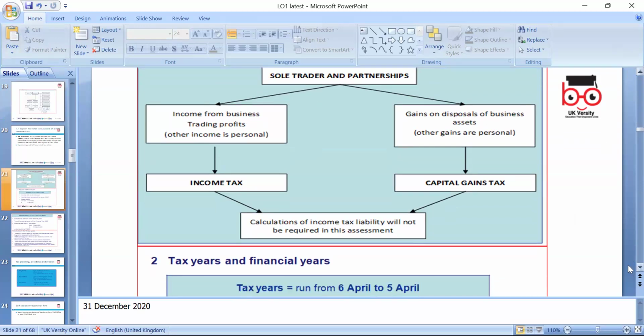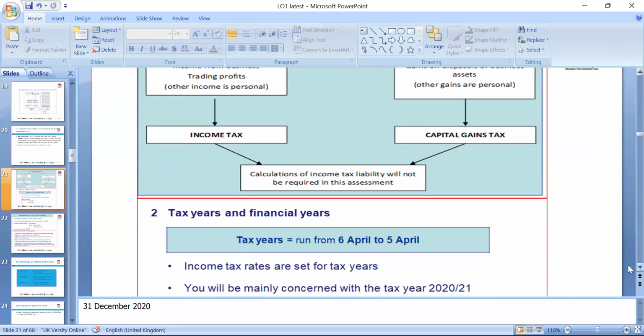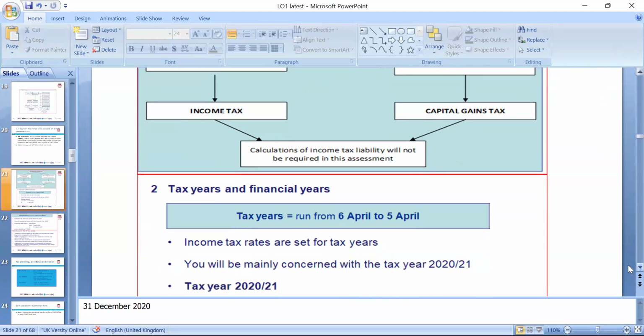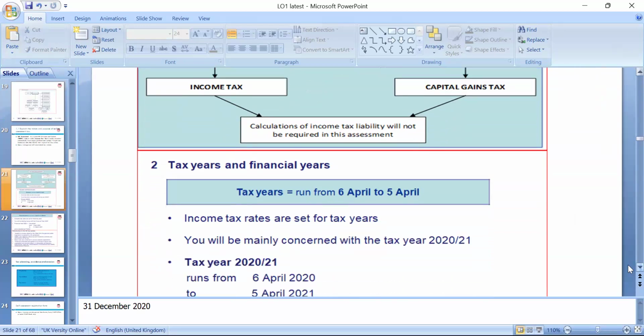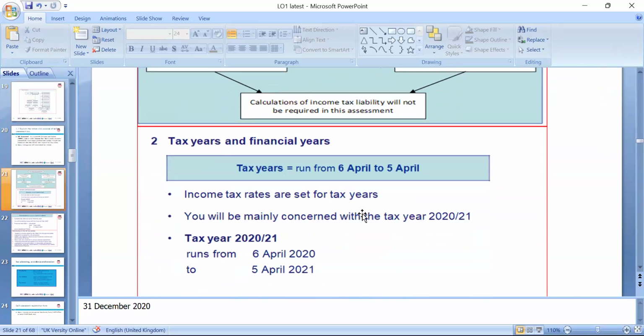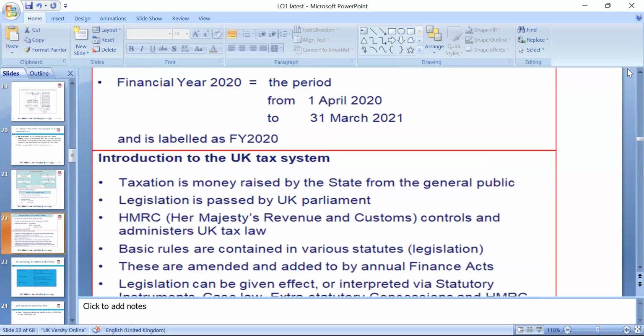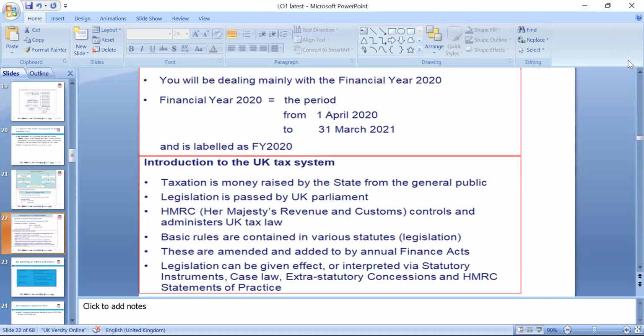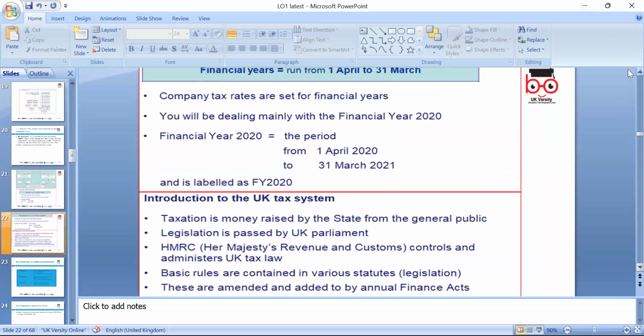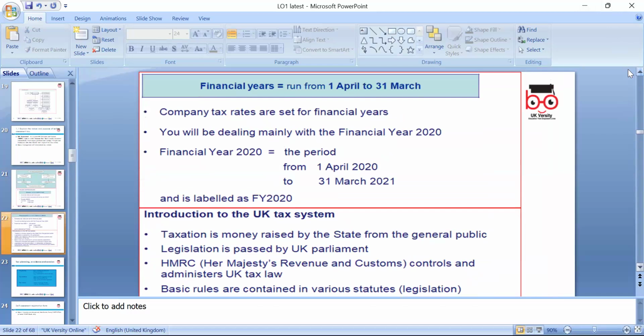The year end is normally 6th April to 5th April. Whichever year for the finance sector you use, you need to make sure to follow accordingly. So I showed you Finance Act 2024, which can be followed for this assessment. Okay, so we can look around company tax rates set in the financial years, period 1st April to 31st March.